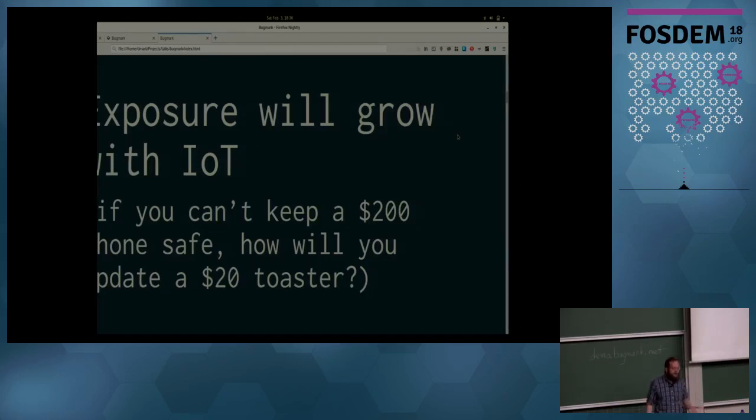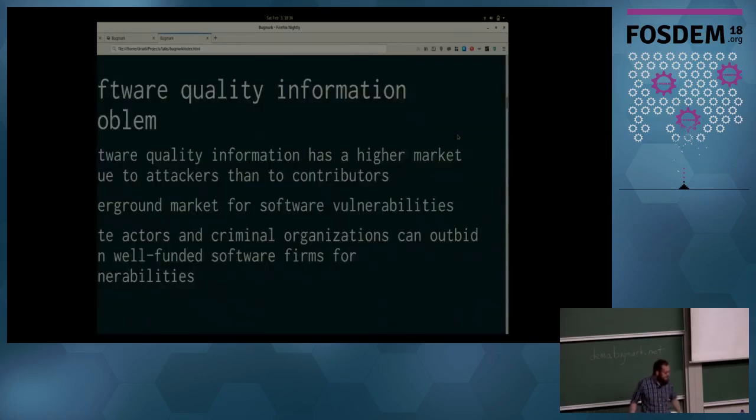We know that people who make $200 phones have trouble keeping them up to date with the security updates. Can you keep a $20 toaster up to date given software development, collaboration, and quality the way it is?